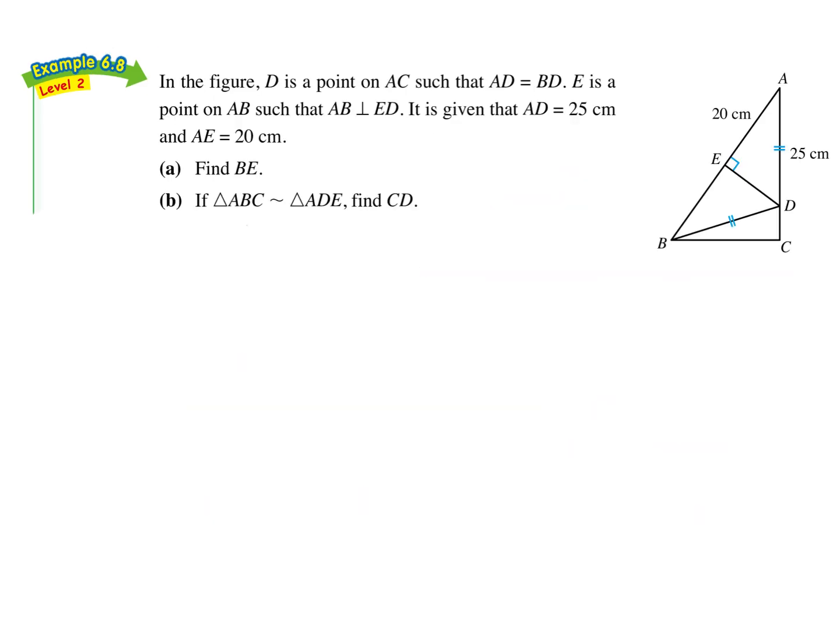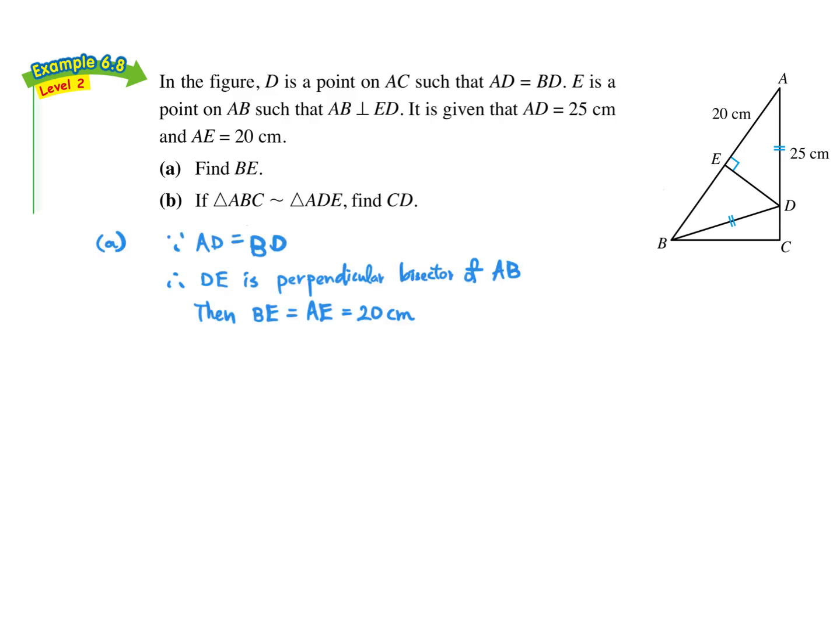And for example 6.8, we see that these 2 line segments are equal in length, and here is a right angle here, and then by the converse of property of perpendicular bisector, we will have this line equals 20 cm in length. And then we write it down, and I think it is also the property of isosceles triangle. In secondary 2, we have learned it before.